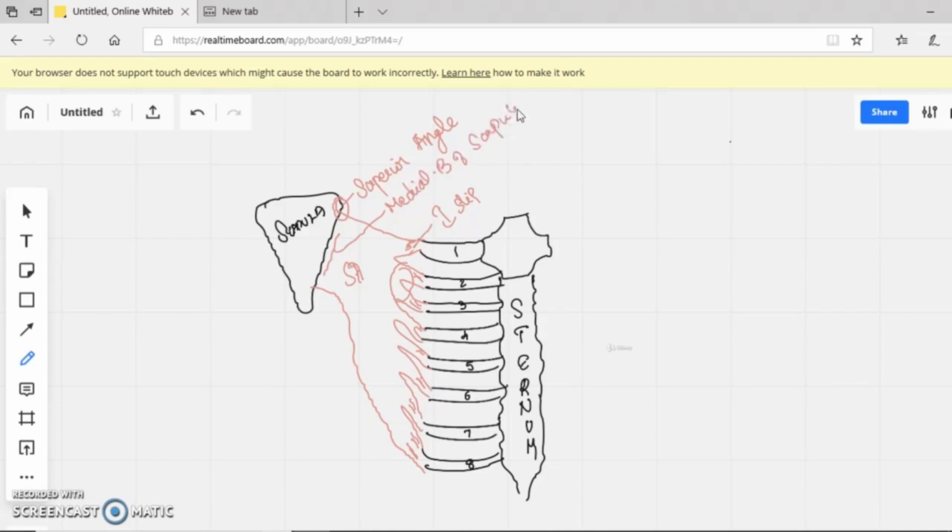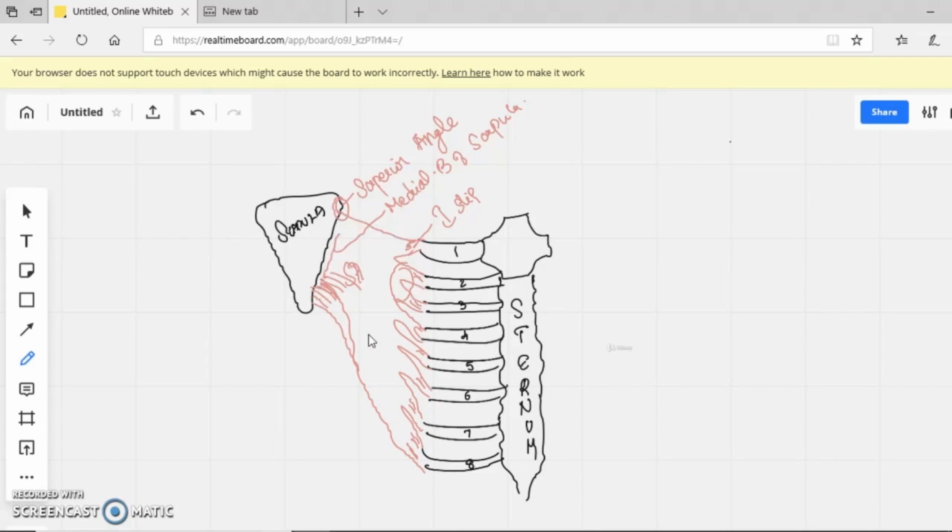And coming to the remaining 5 slips, so we have the 4th to 8th slip. So these 5 slips are going to get inserted in the medial border only, but at the inferior angle. So here we will be having the inferior angle of scapula, which is going to give insertion for these last 5 slips of the serratus anterior. So altogether we have the whole big muscle. We will call this serratus anterior.